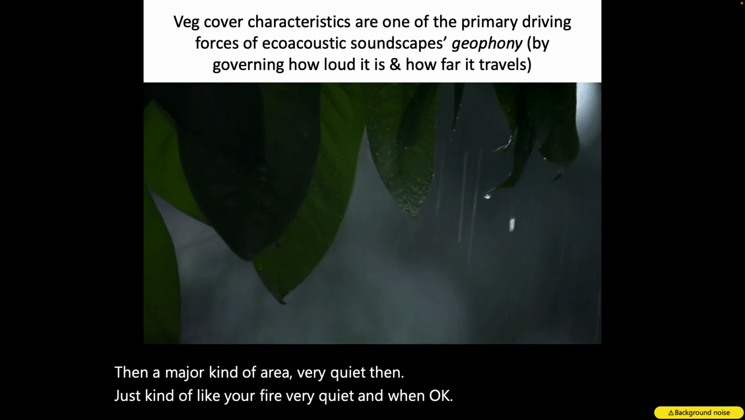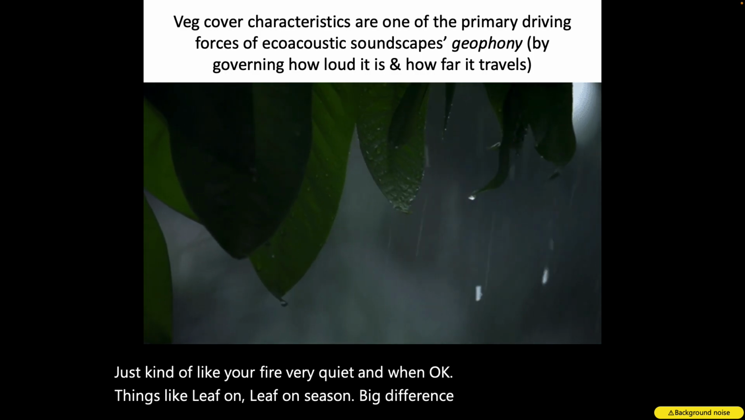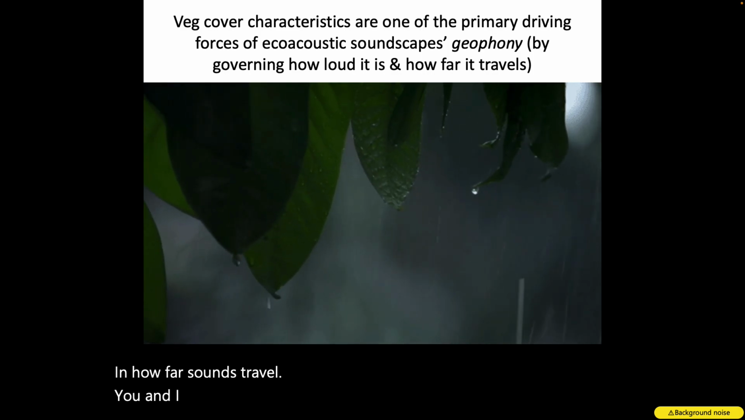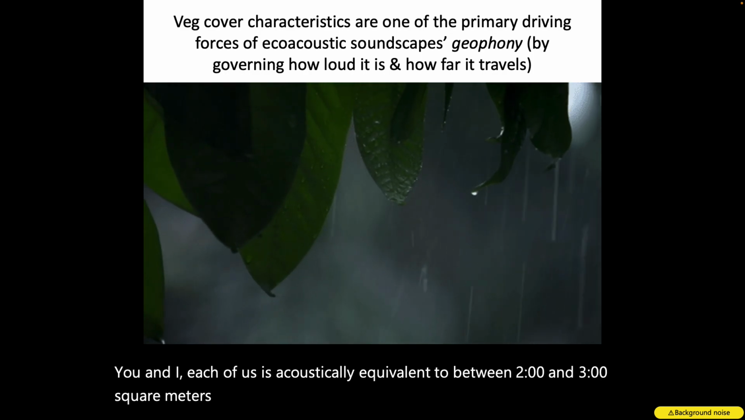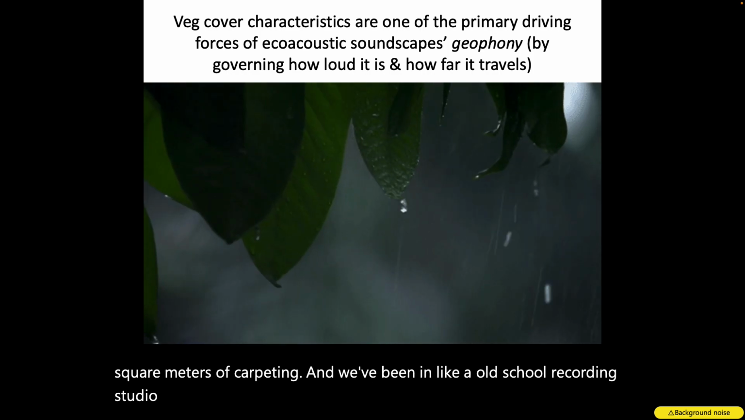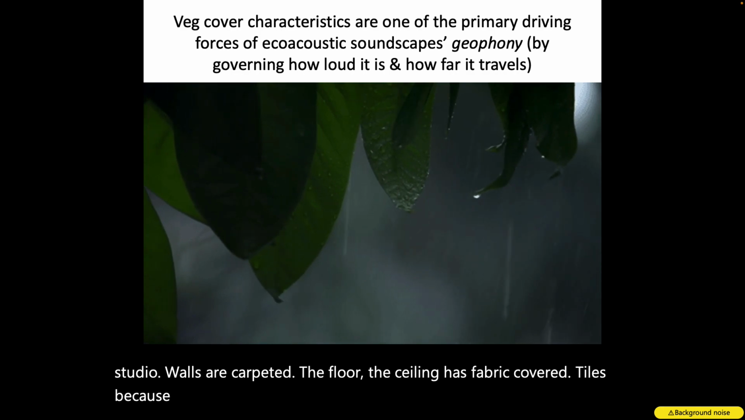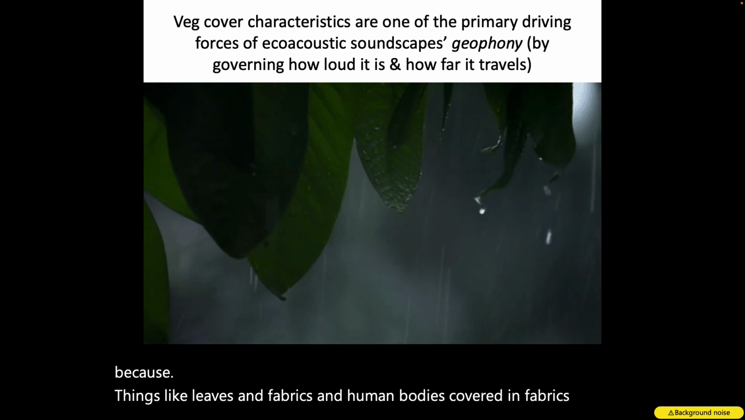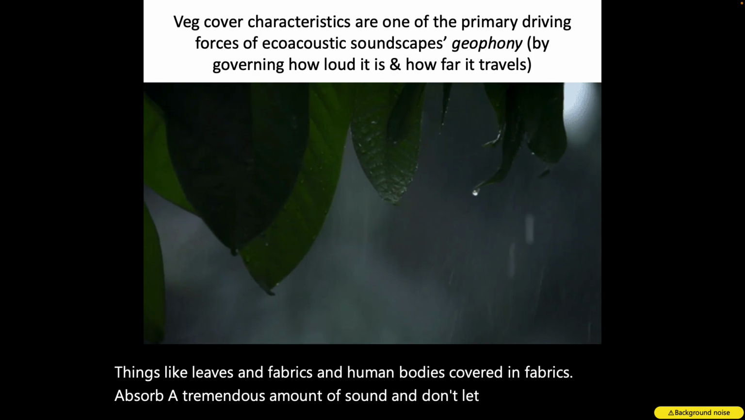So, things like leaf on, leaf off season, big difference in how far sounds travel. You and I, each of us, is acoustically equivalent to between 2 and 3 square meters of carpeting. And if you've ever been in an old school recording studio, the walls are carpeted, the floor, the ceiling has fabric covered tiles because things like leaves and fabrics and human bodies covered in fabrics absorb a tremendous amount of sound and don't let it propagate further.